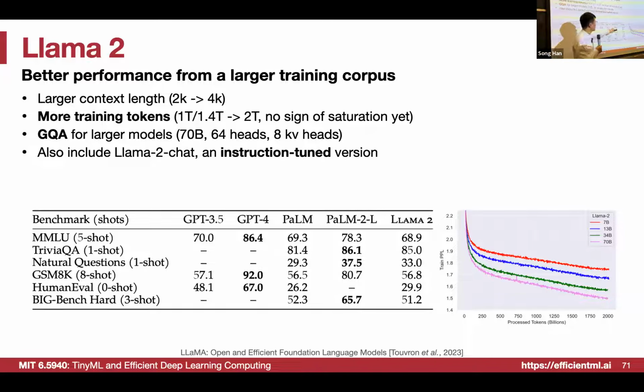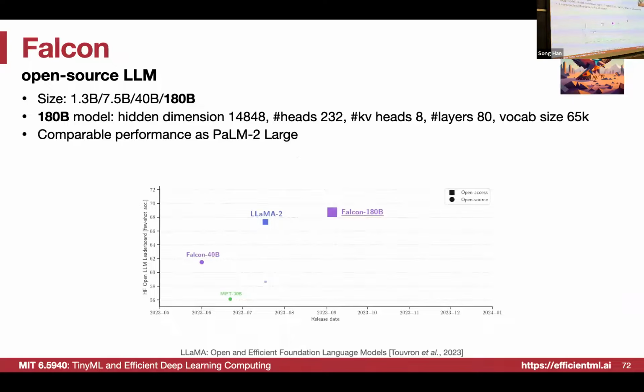This is GPT-4, this is now. And this is the Falcon model. Okay, so it has a pretty big hidden size, and the number of layers is pretty similar. Comparable performance to PaLM 2 large.